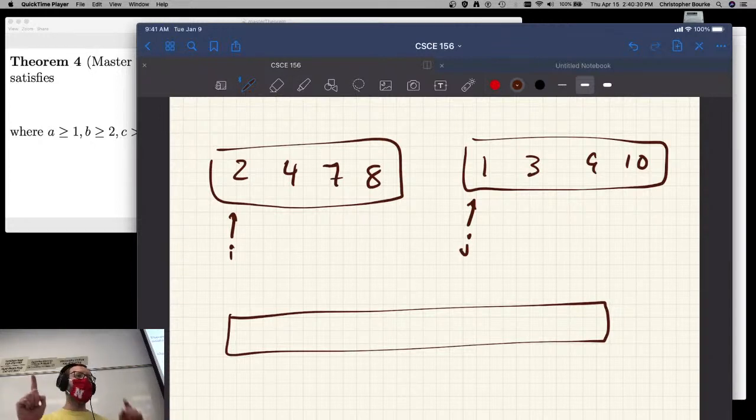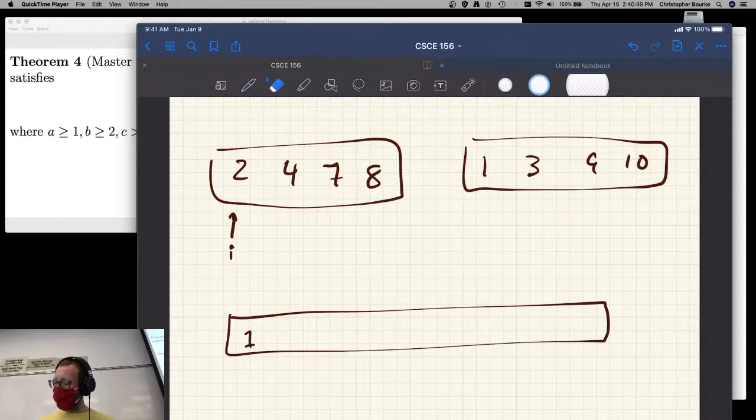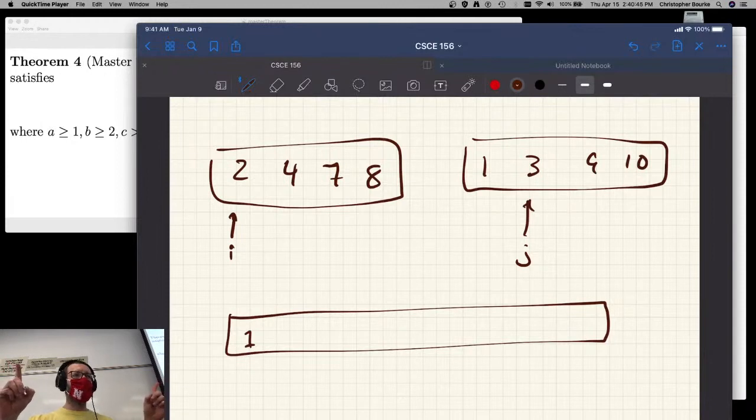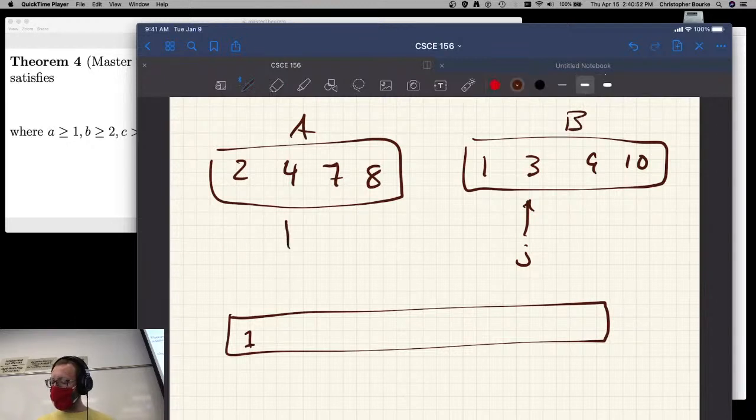So I'm looking at 2 and 1 right now. Which one would go first? 1. So I copy it over, and I advance j. Now I'm looking at 2 and 3. Which one goes next? The one from the first partition. I'll name these A and B. And i gets advanced. Now I'm looking at 4 and 3. I take 3 and I advance j. Oh, sorry, this is i over here.